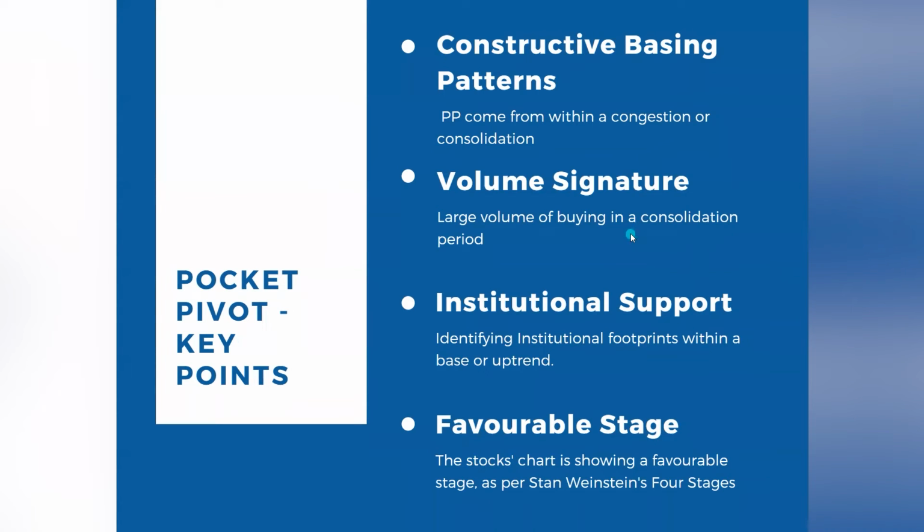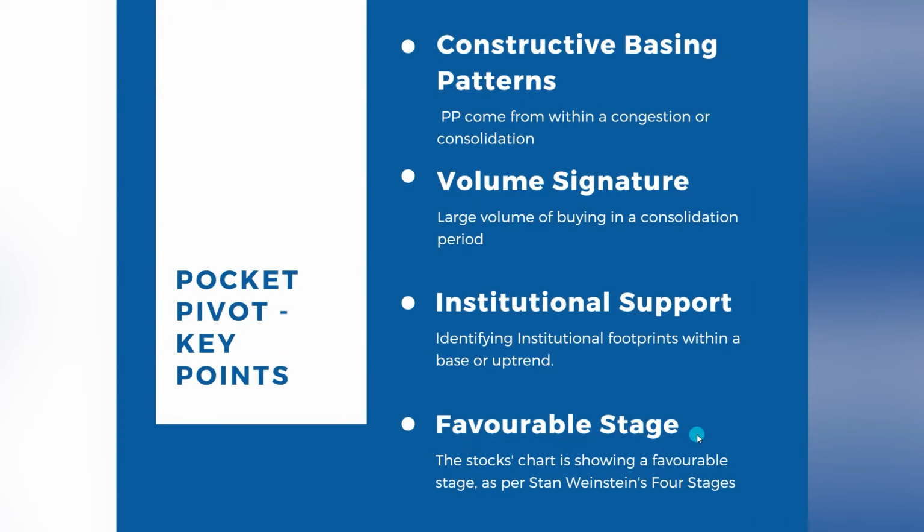The key points that we see for the pocket pivot is that it comes out of constructive basing patterns. So the pocket pivot will come from within a congestion or a consolidation, and the volume signature is a critical component because the large volume of buying in that consolidation period is what we're looking for, and that's highlighting institutional support. So it's identifying institutional footprints within a base or an uptrend, and we want to note that it's in a favourable stage. A bit like the CANSLIM method, we want the chart to be showing that it's in a profitable part of the stage or where it has an upward movement. We're talking about Stan Weinstein's 4 stages here, which is another great book and another video to delve into at another time.